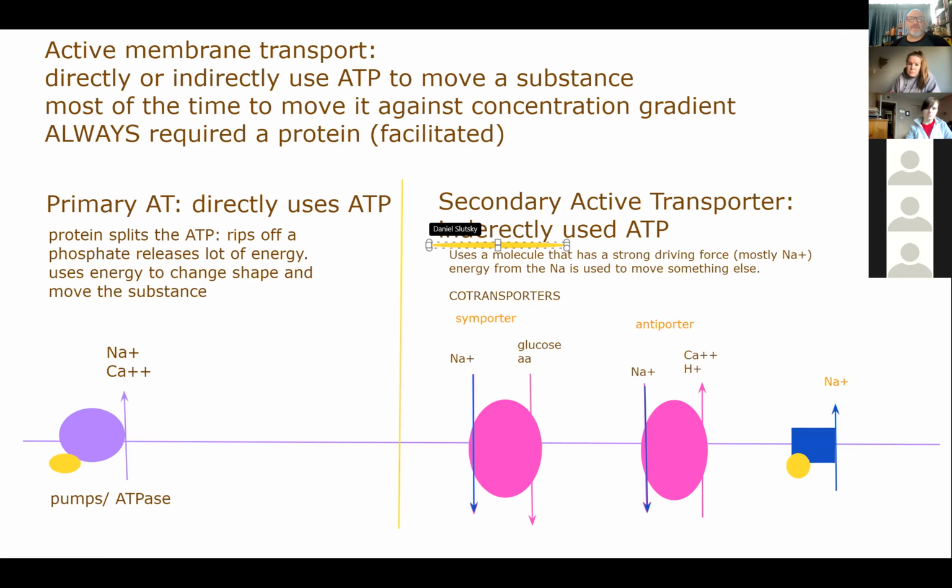Notice this is different from the most common primary active transporter. Remember the most common primary active transporter we talked about, we identified it. What is the name of the most common primary active transporter we find in a cell? The sodium potassium pump, right? Or ATPase. Its job is to do what? Bring sodium in and take potassium out at a 3 to 2.